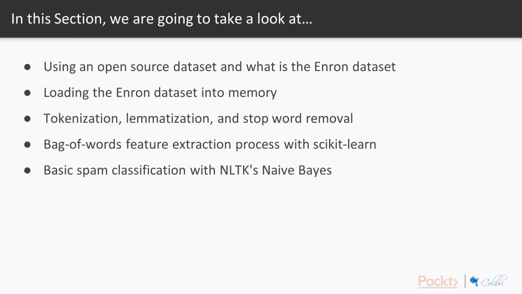the Enron Dataset. We're going to talk about loading the Enron datasets into memory. We're going to take a tour over tokenization, lemmatization, and stop word removal as a pre-processing step to the text. We're going to then convert the text into numbers in a process called feature extraction into bag of words representations using the Scikit-learn library. And then finally, we're going to implement a very simple naive Bayes model with NLTK.